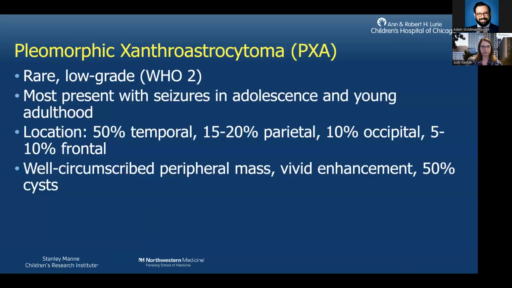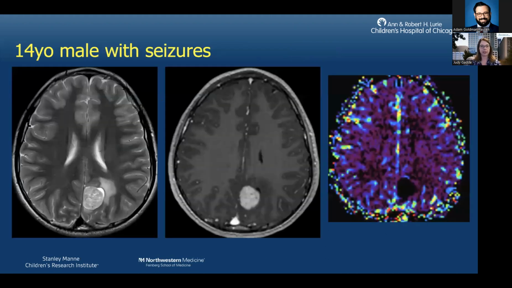The next tumor is a PXA, which stands for pleomorphic xanthoastrocytoma. This is rare. It is a low-grade tumor, WHO grade 2. Again, most of these patients are going to present with seizures since it involves the cortex, and most commonly in the temporal lobe. These are also well circumscribed. They're not going to be as bubbly as that DNET. And these tend to have more vivid enhancement, and up to half of them can have cysts.